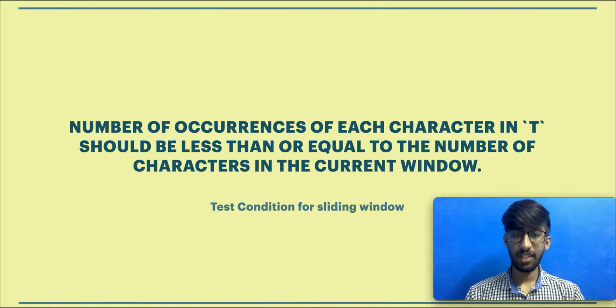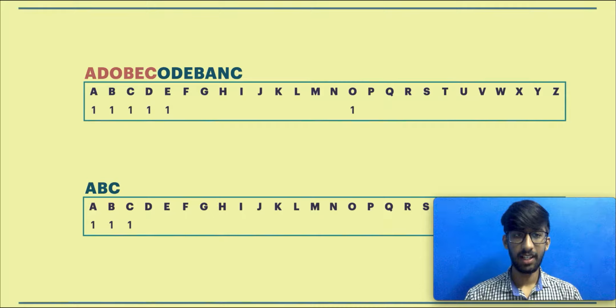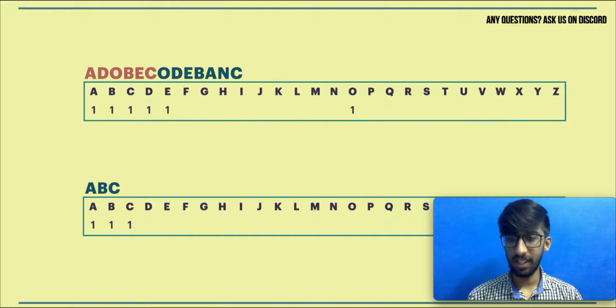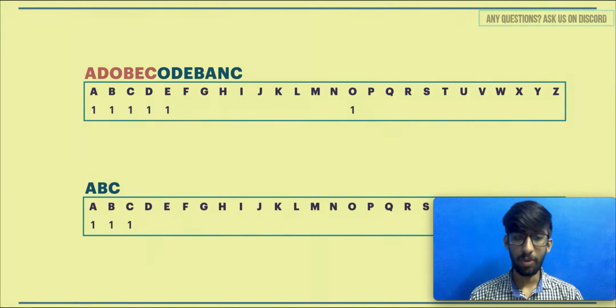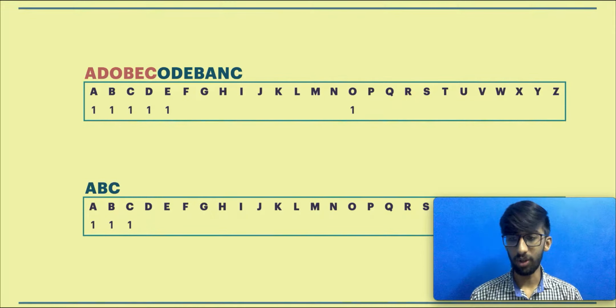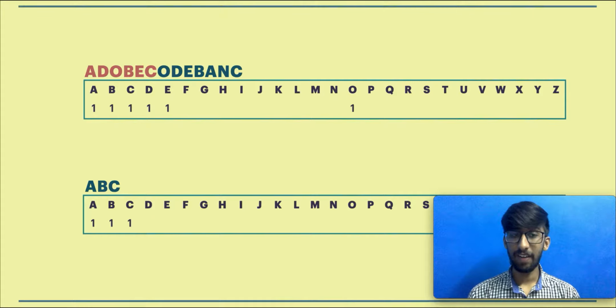The test condition's visual representation is something like this. ADOBEC is the current window under consideration. We'll have to recreate ABC from it. Now if you notice, you have exactly enough A, B and C. There can be more also, but as far as we are concerned, there should be one A, one B and one C in the current window. Hence this is a valid window. Also do recollect that we'll be expanding while the window is invalid and contracting while the window is valid. That is why this test condition is important.